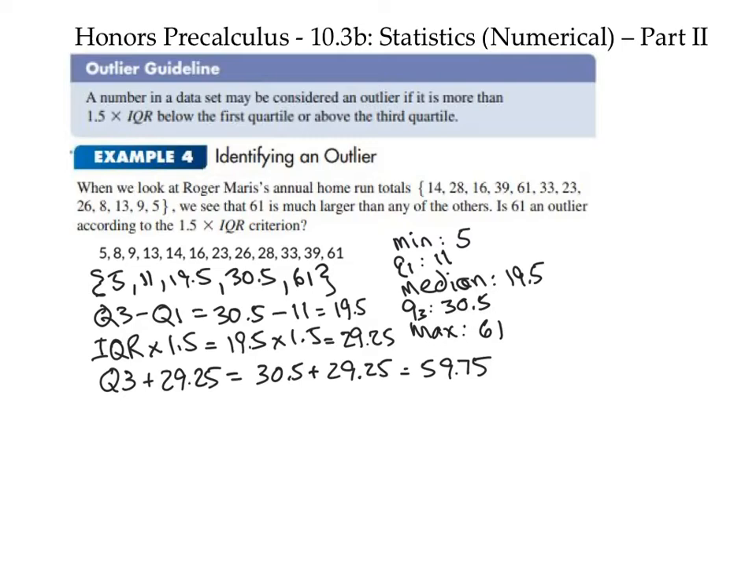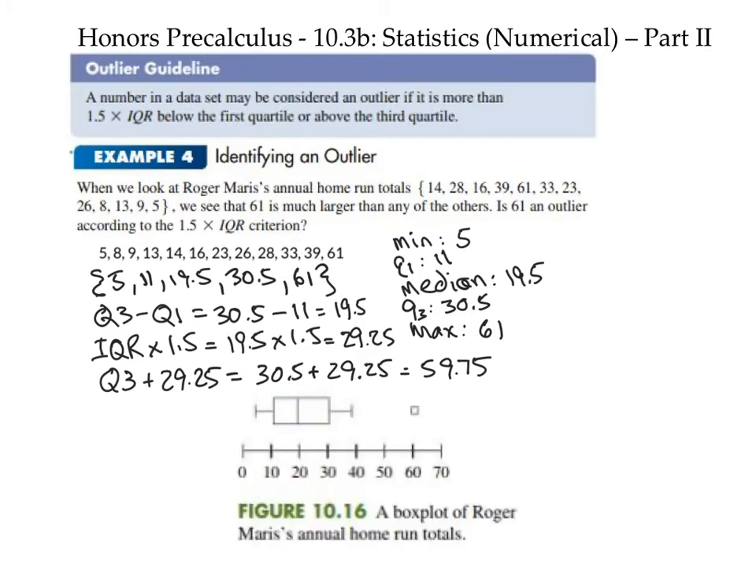In the next figure, we'll see a box and whisker plot, or a box plot, of Roger Maris's annual home run totals if we leave the outlier out and stop at the other maximum of 39, and then recalculate everything, and we get the following. Notice the right whisker from the third quartile to the max no longer goes to the 61 score because it's been judged an outlier, and everything has been recalculated without it.